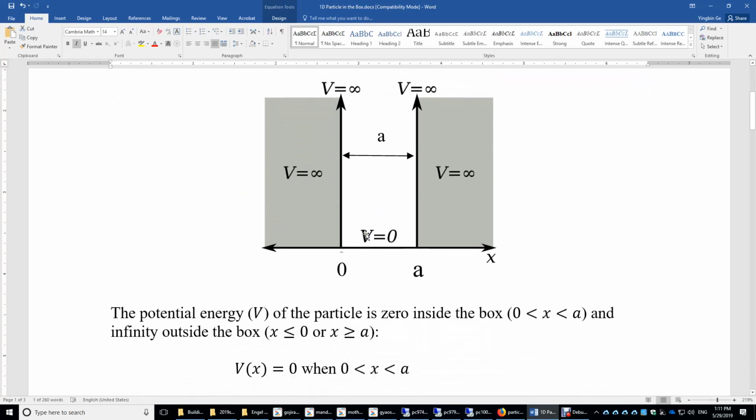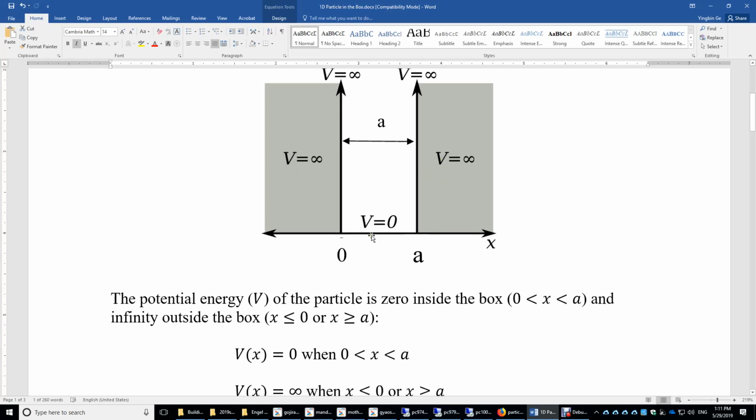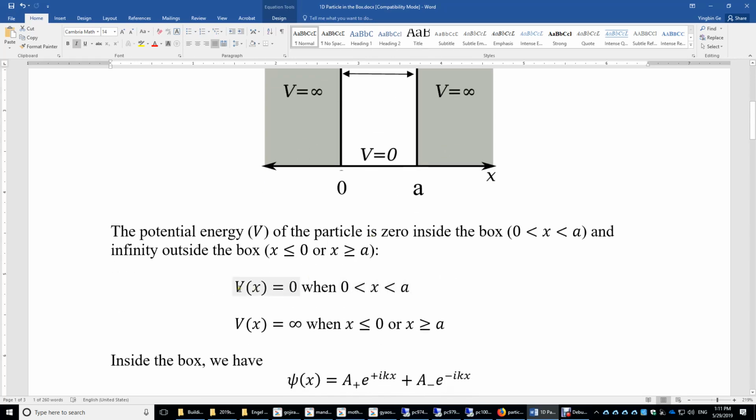Inside the box, the potential energy is 0. Outside the box, the potential energy is infinity. Therefore, this particle is completely confined inside the box. The mathematical equation is V(x) equals 0, the potential energy is 0, if the position of the particle is greater than 0 and less than a. And the potential energy is infinity when x is less than or equal to 0, so in this gray region, or if x is equal to or greater than a in this gray region.